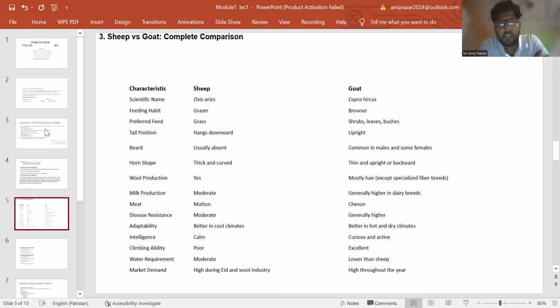Wool production: sheep is a major source of wool production, while it is less in goat. Milk production: sheep is moderate, while goat is a major source of milk for many people.